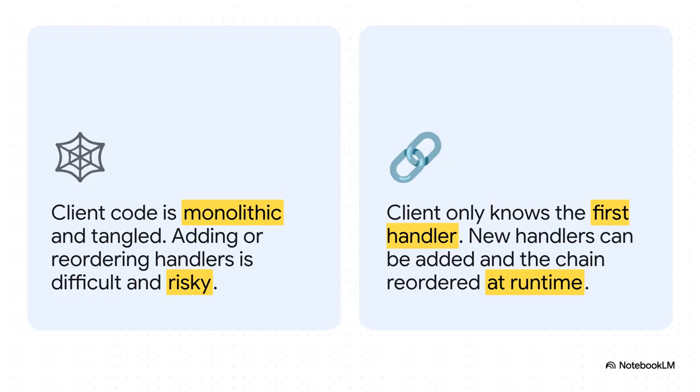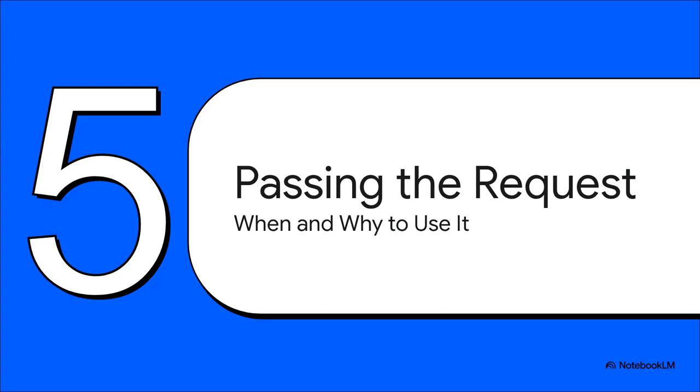This slide really shows you the payoff. I mean, look at the before and after. Before, our code was a tangled, monolithic mess. Now it's clean, it's decoupled. Before, changing the logic was just asking for trouble. Now, you can add new handlers, remove old ones, or even reorder the entire chain on the fly while the application is running without ever touching the original client code. That's a huge deal.